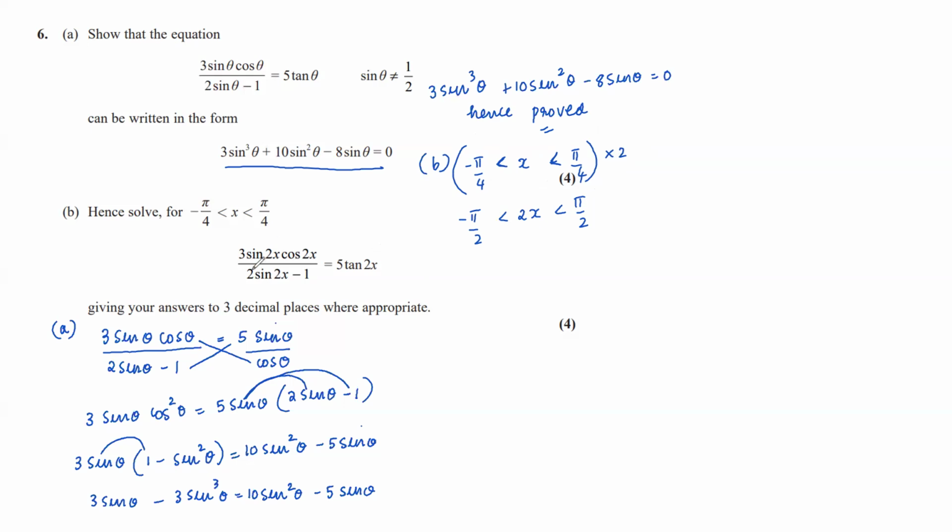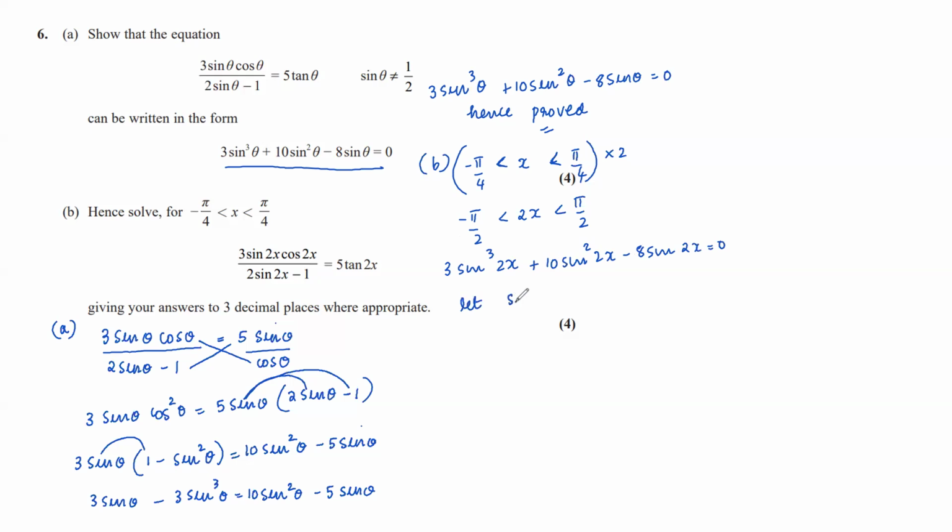Now 3 sine 2x cos 2x divided by 2 sine 2x minus 1 is equal to 5 tan 2x. We already solved that. We have the equation in terms of theta. Change that theta to 2x. So this will become 3 sine cube 2x plus 10 sine square 2x minus 8 sine 2x is equal to 0.